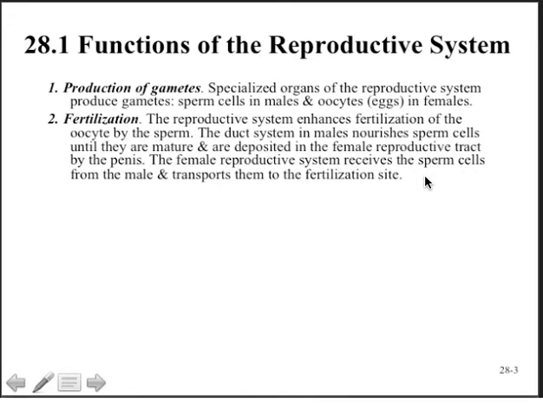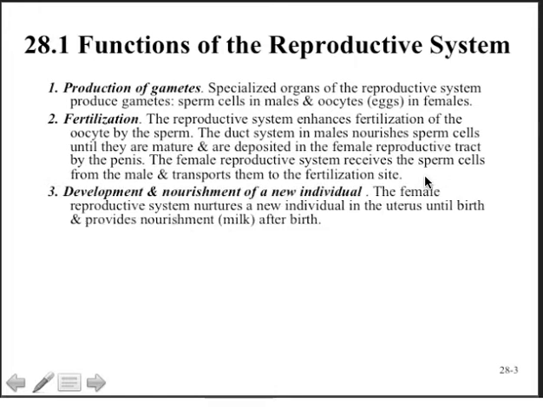The reproductive system enhances the fertilization of the oocyte by the sperm. The duct system in males nourishes the sperm cells until they're mature and are deposited in the female reproductive tract by the penis, and the female reproductive system receives the sperm cells from the male and transports them to the fertilization site.